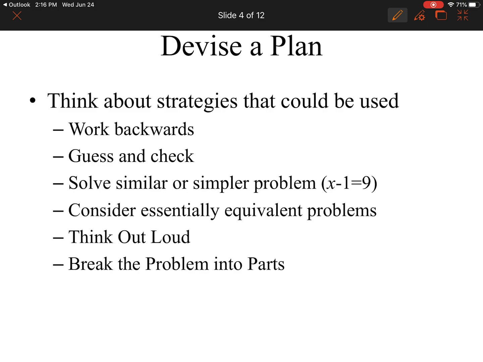What could we do? So our next step is to devise a plan to figure out how we could make this happen. And so the first thing I did was just think about different strategies. So I could maybe work backwards. I could try guessing and checking, just playing around with numbers until I kind of stumble upon something that works to get a feel for how to do this. Maybe I could set up a simpler problem, so start off with something like x minus 1 equals 9. So that's just a one step, but it's simpler and similar to my goal, and so I could expand it into a two-step from there.